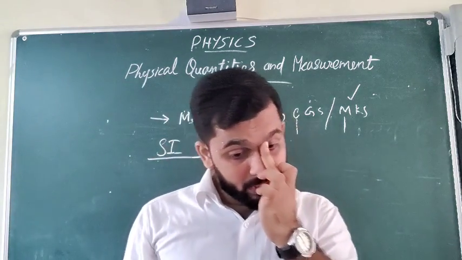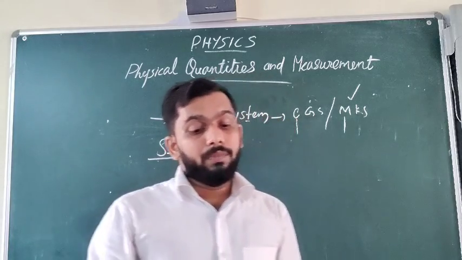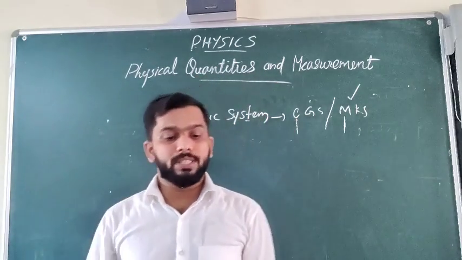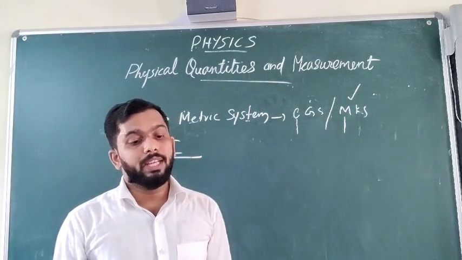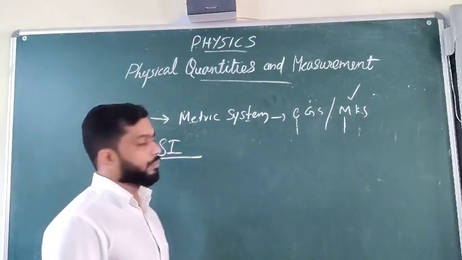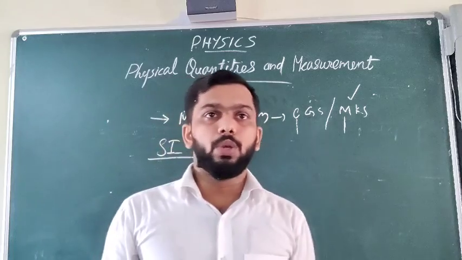Okay, so in 1960, the General Conference of Weights and Measures met at Paris. They were having a conference at Paris in 1960 and they adopted the International System of Units, or SI System of Units.